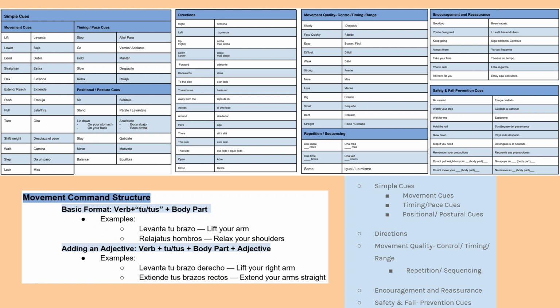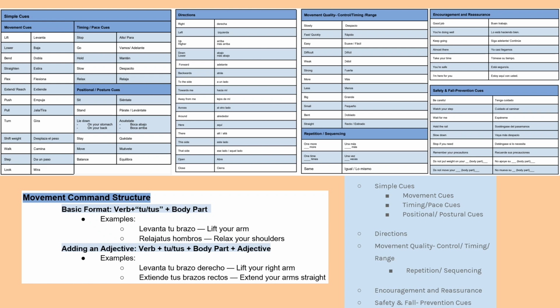For the movement cues section, I included a simple movement command structure. The format is verb plus tu or tus, and then following with the body part. Tu is used in cases of singular nouns, and tus is for plural nouns. Examples include levanta tu brazo, or lift your arm, or relaja tus hombros, or relax your shoulders.